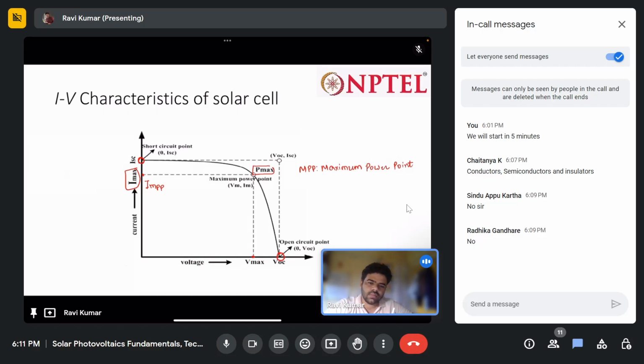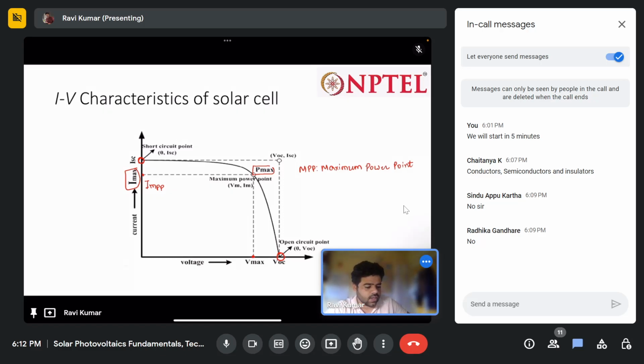Imax is not the maximum current. It is the current flowing at the maximum power point. Vmax is not the maximum voltage. It is the voltage at the maximum power point. The maximum voltage of a solar cell can equal VOC, and the maximum current can equal ISC. Any doubt here? Okay, so let's move ahead.